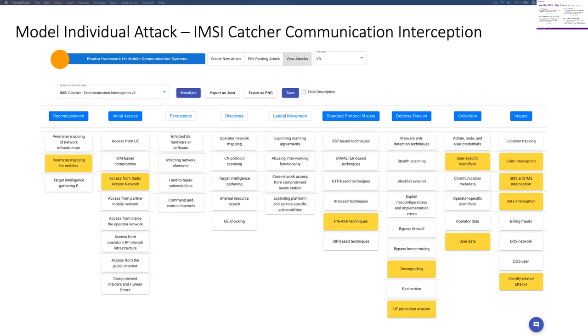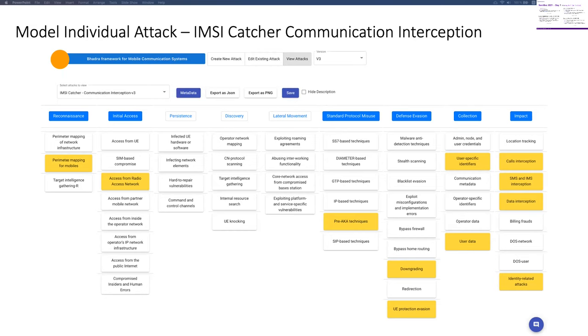And then the attacker can send the identity request message as a legitimate base station to get the IMSI from the UE. So this exploits the pre-AKA technique. And then the attacker can downgrade the UE to use 2G by, for example, radio jamming or other pre-AKA messages that disable 4G services. And then by doing so, they can collect the IMSI and also stand in the man in the middle position to intercept communication data.